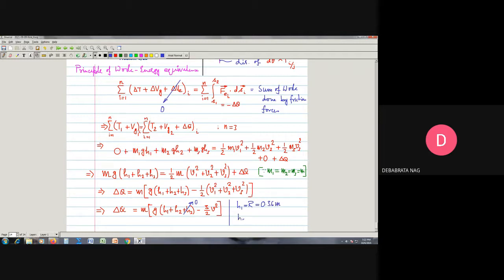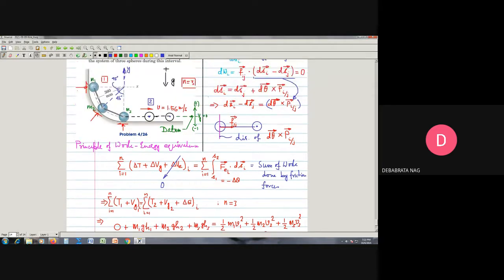We now note H2. How much will H2 be? If we take this geometry, this height represents my H2. So this is going to be my H2, the height of the second sphere.